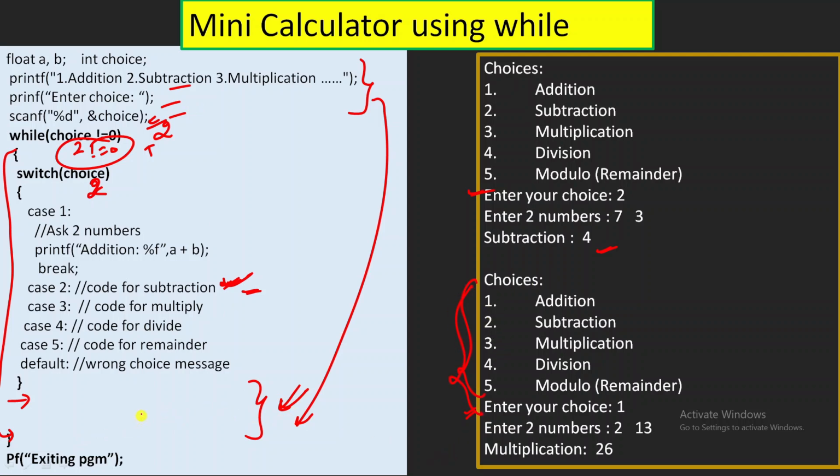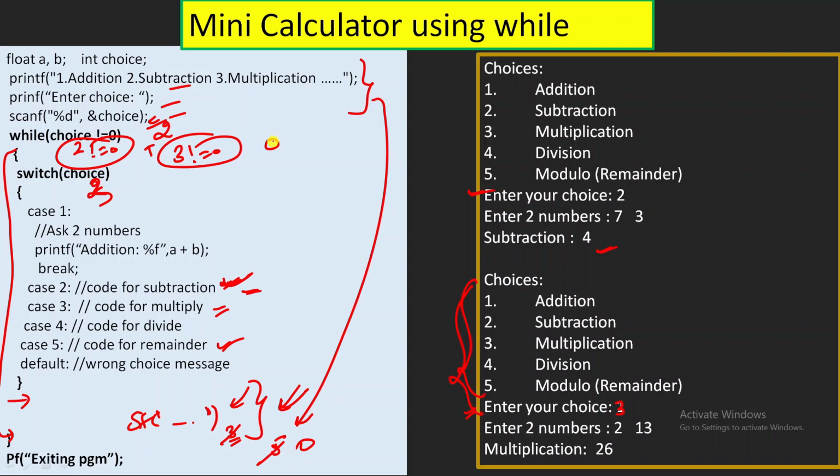Let's say I scanf the choice, and the second time I enter choice 3. If I enter choice number 3, I will go here, next choice is not equal to 0, yes, so choice number 3 and multiplication. Next I will come here again and be asked for the next choice. Let's say I enter 5, then 5 is not equal to 0, so case number 5 will be executed, right?